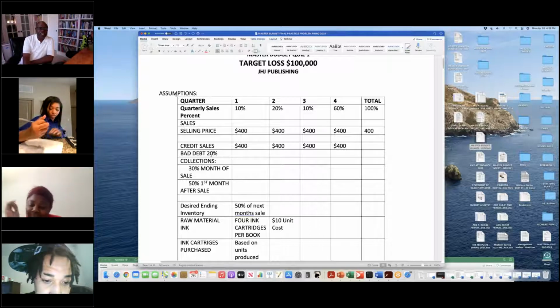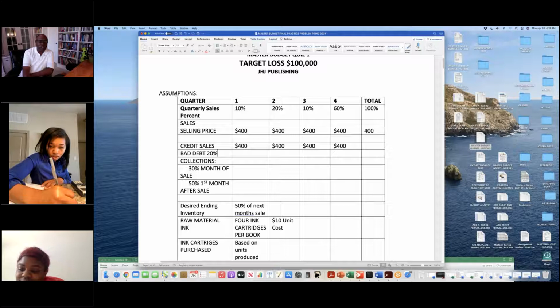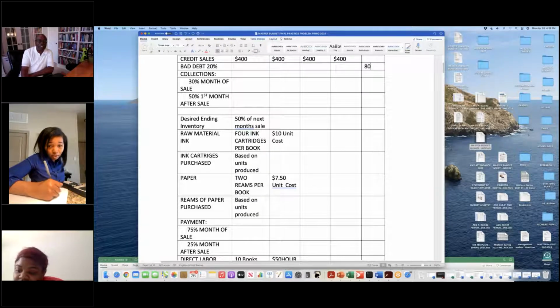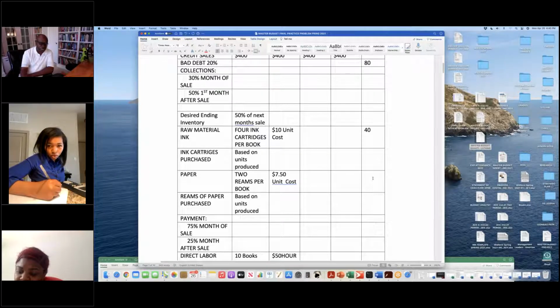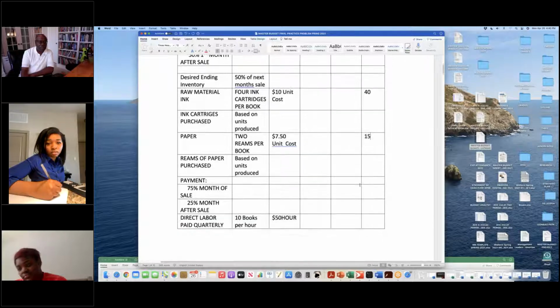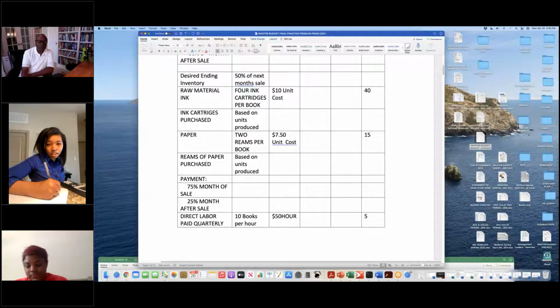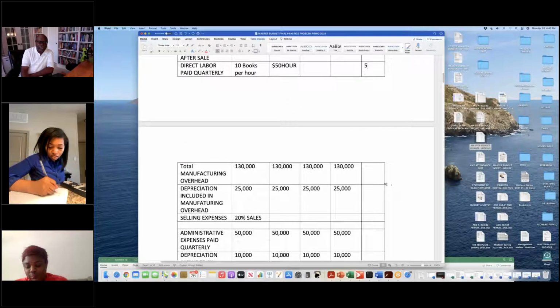Oh, let me put that down. So 20% of 400 gives us a bad debt of what? 80, correct? I had that. I thought something else was wrong. Maybe it's the commission. How much is that? 40. You had two reams of paper. It's 750. How much is that? That's 15. The labor is 10 books per hour. That's 5. Okay, then the total overhead was what? That's 520?